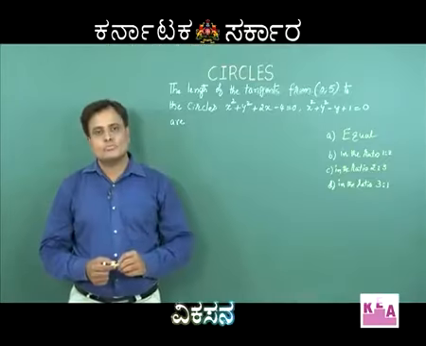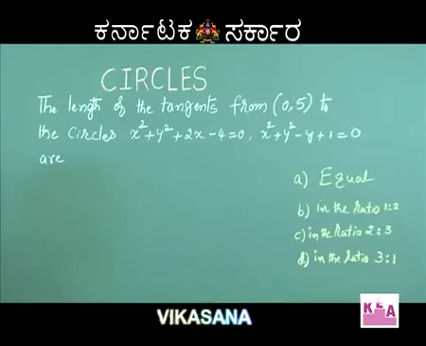Let us move on to the next example. Read the question. The length of the tangents from (0, 5) to the circles x square plus y square plus 2x minus 4 is equal to 0, and x square plus y square minus y plus 1 is equal to 0 are: option A, equal; option B, in the ratio 1:2; option C, in the ratio 2:3; option D, in the ratio 3:1.